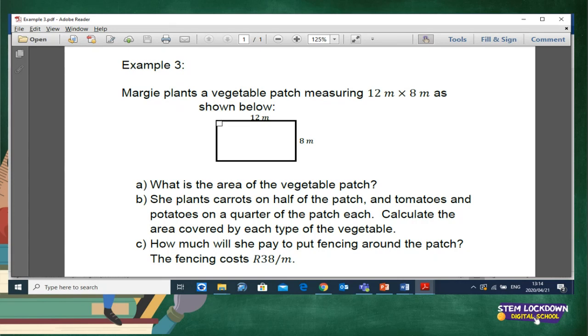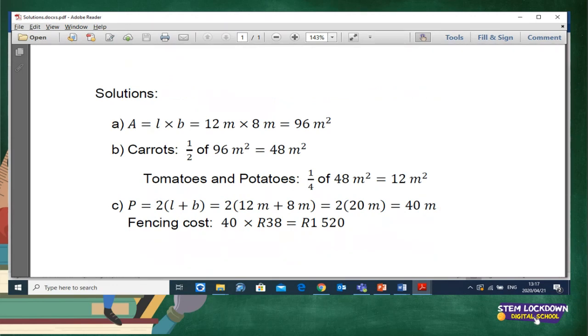As follows. You can see that the first one, as I have already indicated, you have to calculate the area as follows: length multiplied by breadth. And of course, if you multiply out the two, the length is 12 meters and the breadth is 8. And thereafter, they give you 96 square meters. So therefore, the area of this patch will be 96 square meters.